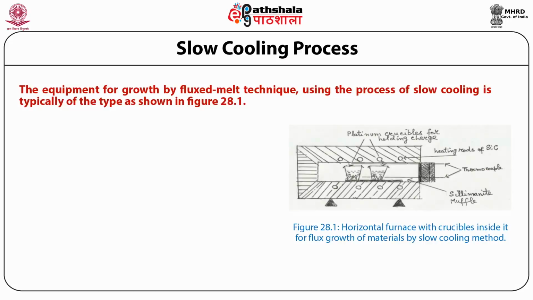Slow cooling process. The equipment for growth by fluxed melt technique using the process of slow cooling is typically of the type as shown in Figure 28.1. Figure 28.1 is a horizontal furnace with crucibles inside it for flux growth of materials by slow cooling method.